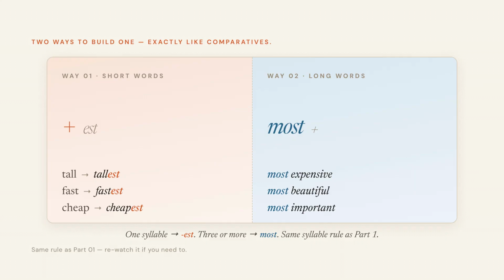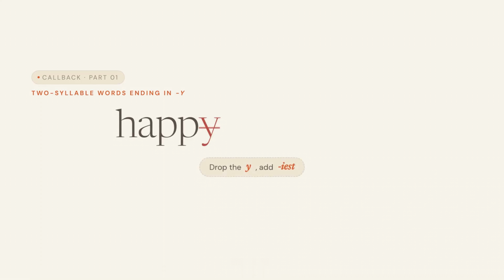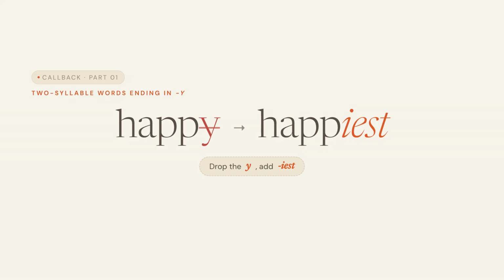Here is the rule. One syllable. Add est. Three or more syllables. Use most. And two-syllable words ending in y. Drop the y, add iest. Happy becomes happiest. Easy becomes easiest. Pretty becomes prettiest. See? You already know this. It's the same engine, just a different gear.